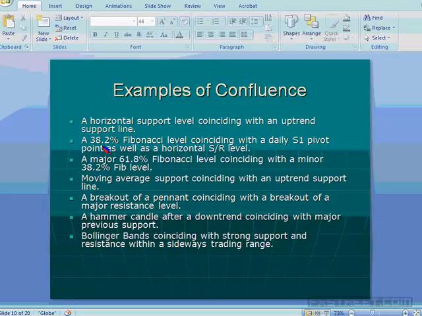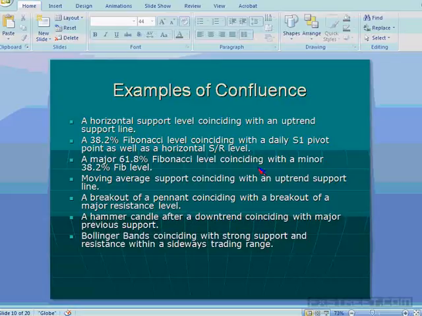Much by the same token, and I'll show you this on my British pound against U.S. dollar charts. For example, coinciding with a minor 30, if you have a coincidence of those types of levels, then that is a stronger rationale for getting into a trade. Okay, moving average support coinciding with the uptrend support line, etc. So that's all Confluence, and that's one of my main principles.